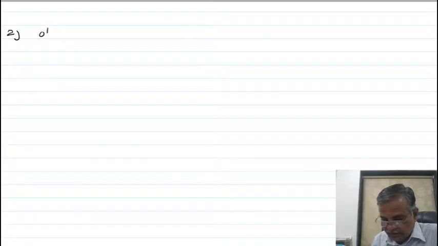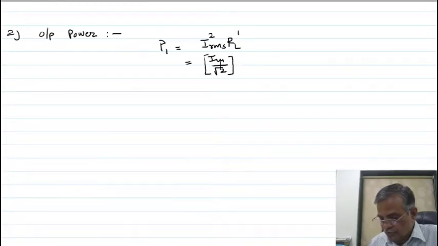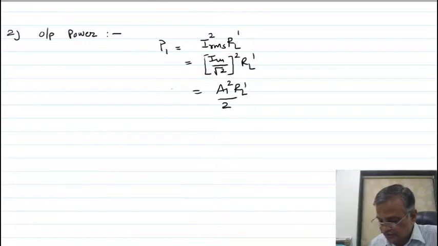The topic name is output power. To calculate the output power at the fundamental frequency, we can use this equation. You know that IRMS is nothing but Im by root 2. It means I square R, you know this equation. So Im, I am writing, E1 square RL dash by 2. You can use this equation. This is equation number 1.